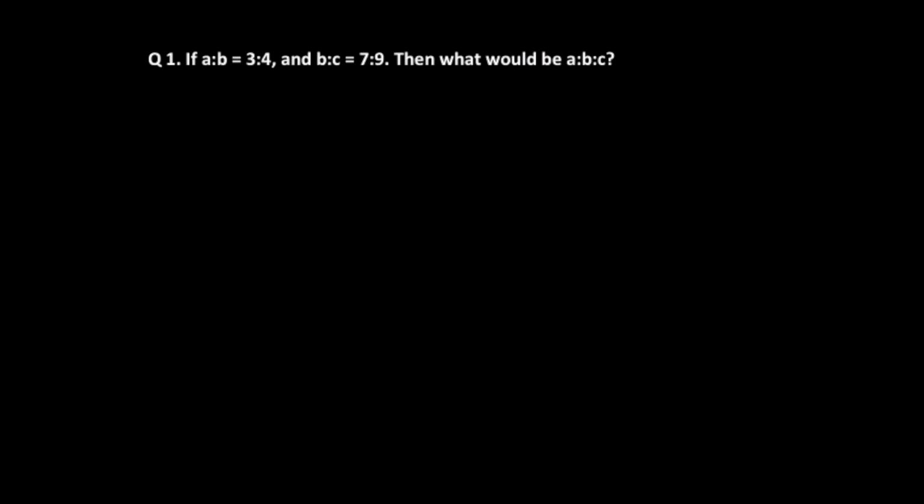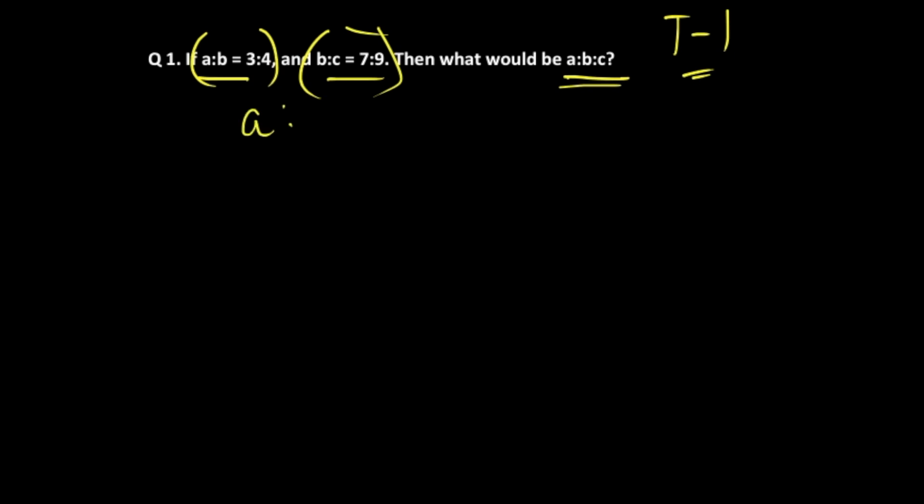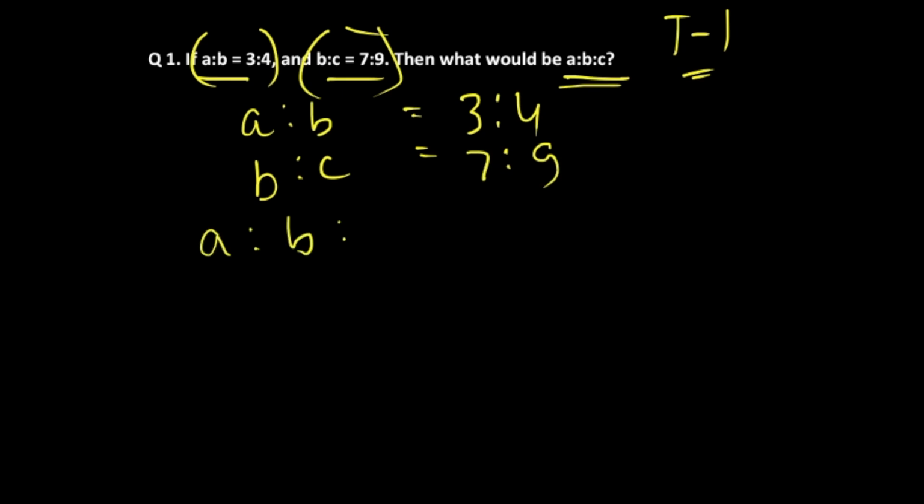Alright, so this is our question number 1. This is a question involving two given ratios, a is to b and b is to c, and we are supposed to find a is to b is to c. So this is our type 1, in which we will be dealing with combining of the ratios. So you write these ratios as a is to b as 3 is to 4 and b is to c as 7 is to 9. We are supposed to find a, b and c.